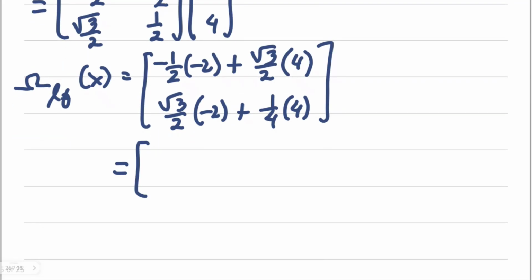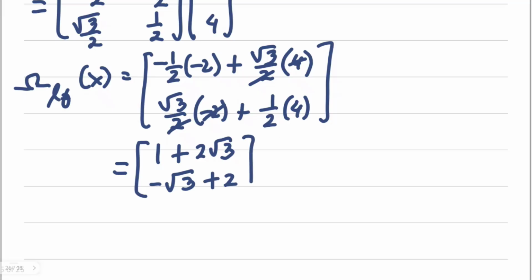So that's actually positive 1 plus 2 square root of 3, and the other one here is negative square root of 3, plus 2. In short, its reflection along the line for 60 degrees is actually the point 1 plus 2 square root of 3 and negative square root of 3 plus 2.